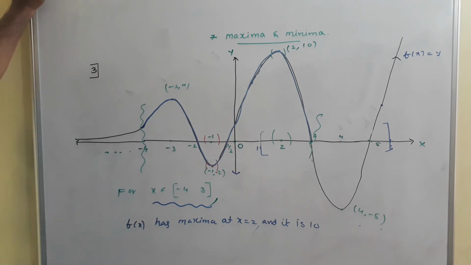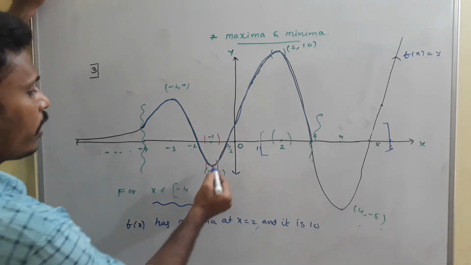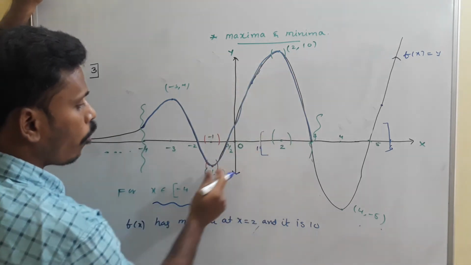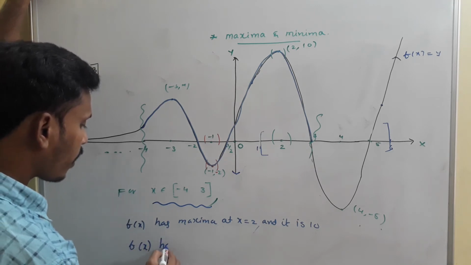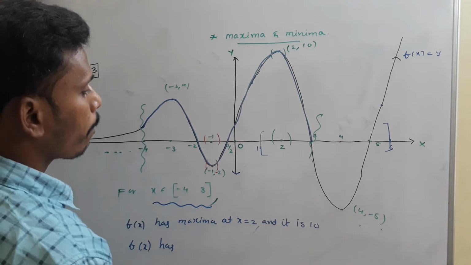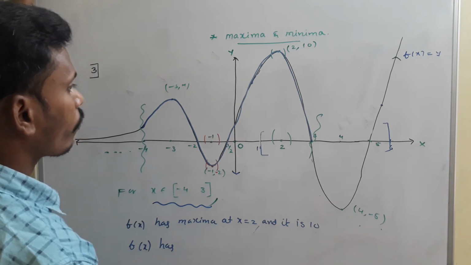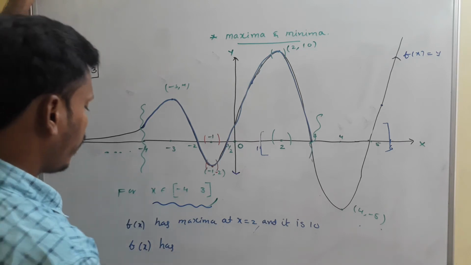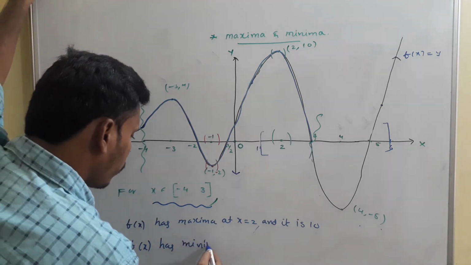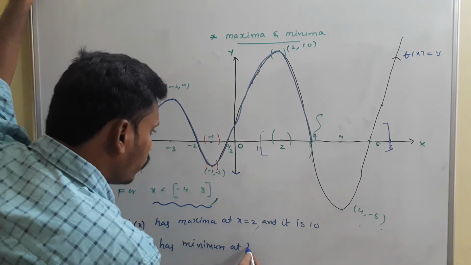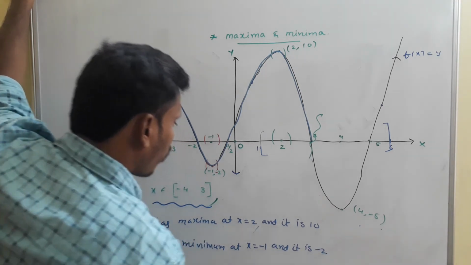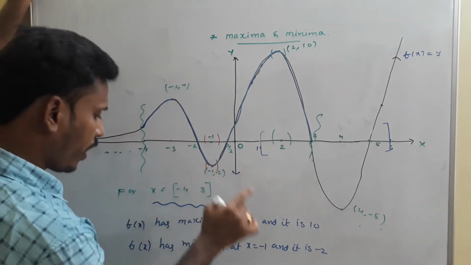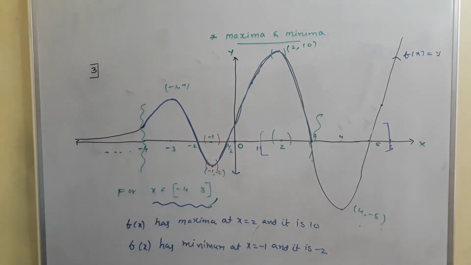What to say about the minimum value of that function? Clearly this point is the lowest value of f of x; minus 2 is the least value of f of x. So we say that f of x has a minimum value at x equals minus 1 and it is minus 2. At minus 1 the value of the function is minus 2, so the minimum is at minus 1 and the value is minus 2. So this is the way of mentioning maxima and minima in an interval.